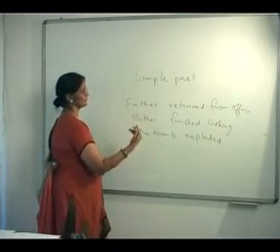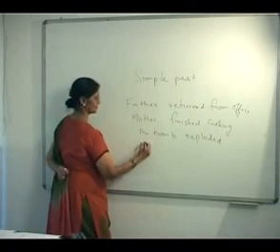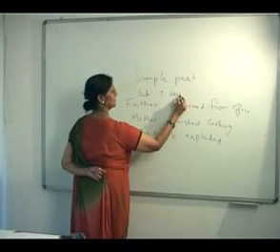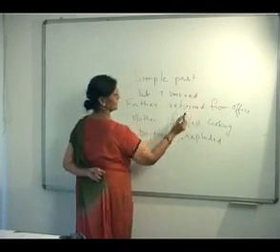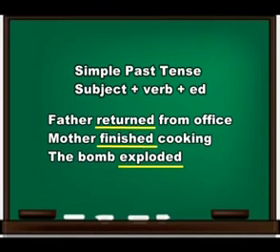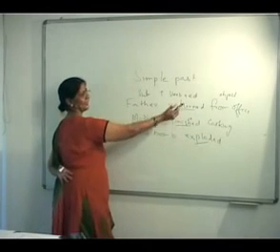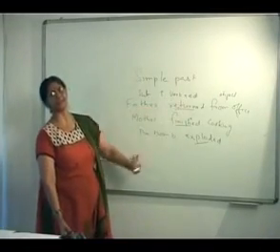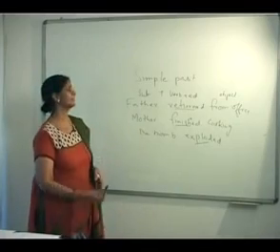So how do you make simple past tense? You have your subject plus verb plus ed. Return is the verb. You have to make it returned. And of course the object. Mother, finish is a verb, plus ed, finished cooking. The bomb, explode is the verb, exploded, ed. So we add ed for the past tense to the main verb. Verb plus ed. That is how we make simple past tense sentences.